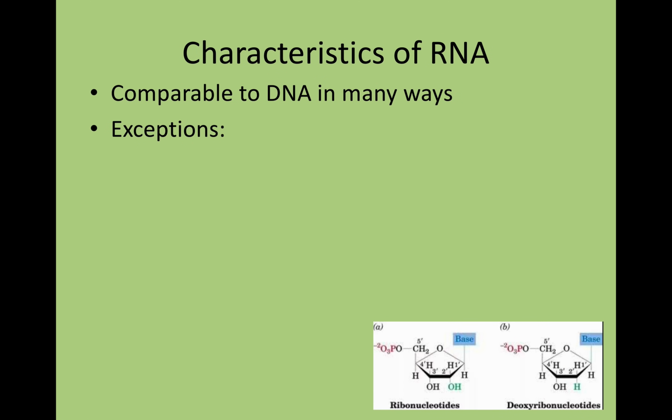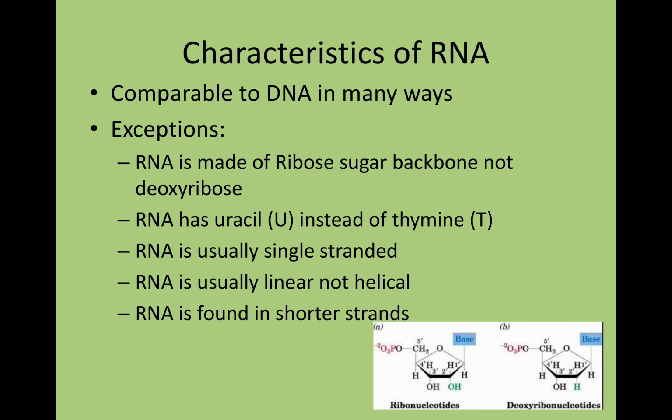Characteristics of RNA, they're basically very similar with some exceptions. I have a deoxyribonucleotide here and a ribonucleotide down here at the bottom. Here you see the ribonucleotide. The only difference here is this extra hydroxyl group at the 2' position. Here we have no hydroxyl group at the 2' position for the DNA nucleotide. RNA is made up of the ribose sugar. So here we have the deoxyribose sugar, and ribose sugar for the RNA molecule.